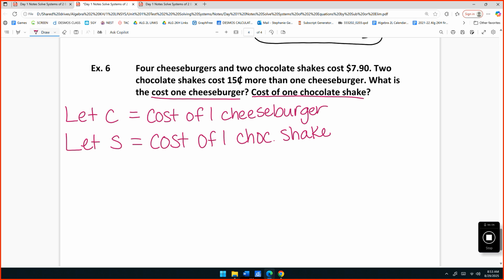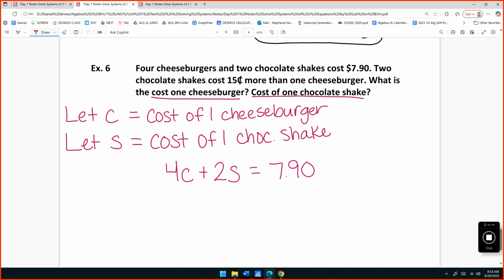Okay, so 4 cheeseburgers and 2 chocolate shakes cost $7.90. So that's talking about the money. So 4 cheeseburgers, so 4 times C, and 2 chocolate shakes, so plus 2S, cost $7.90. When I'm writing an equation, I do not include the dollar symbol. The dollar symbol is for my answer when I answer the question.